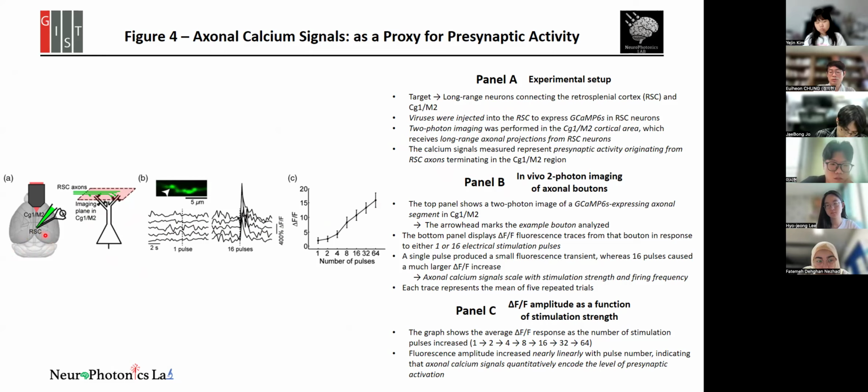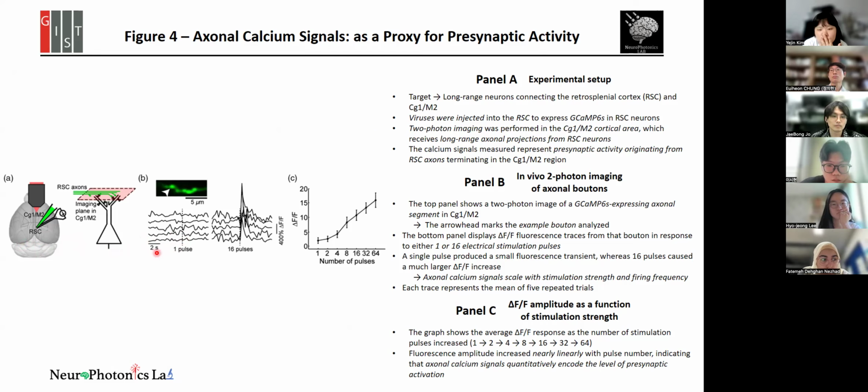to express the GCaMP6s in RSC neurons. And two-photon imaging was performed in the CG1 and 2 cortical area, which received long-range axonal projection from RSC neurons. The calcium signals measured represent presynaptic activity originating from RSC neurons, terminating in the CG1 and 2 region.